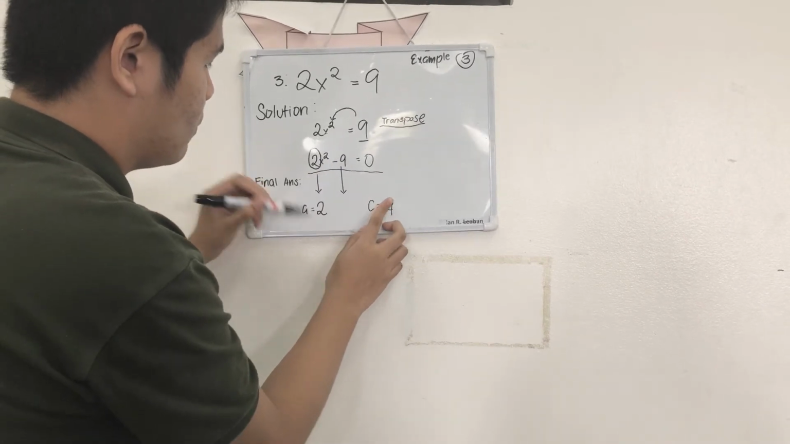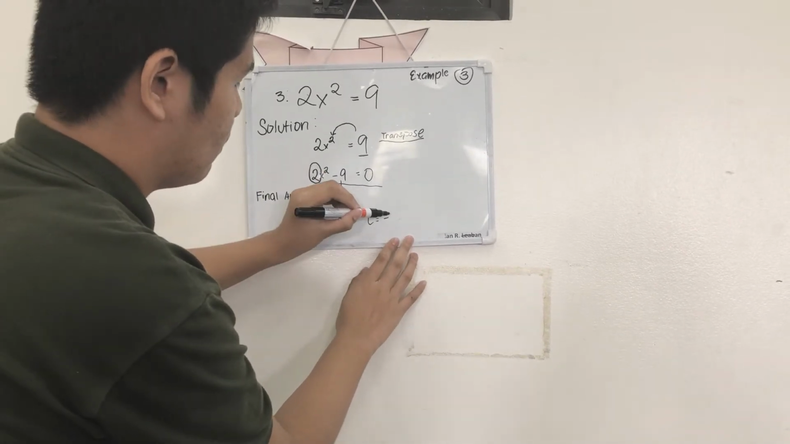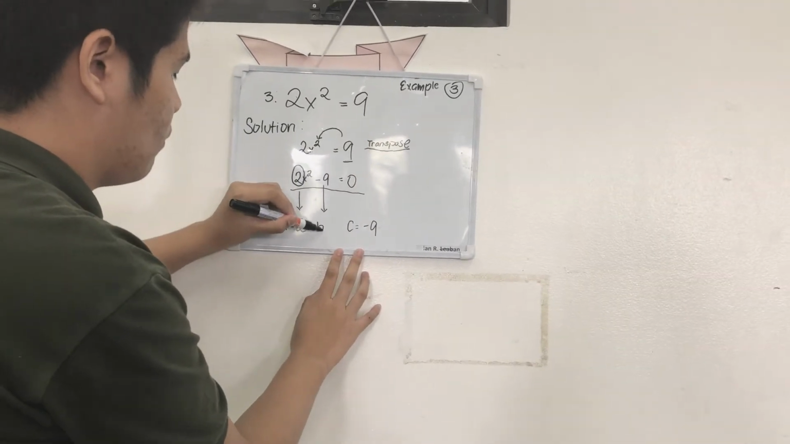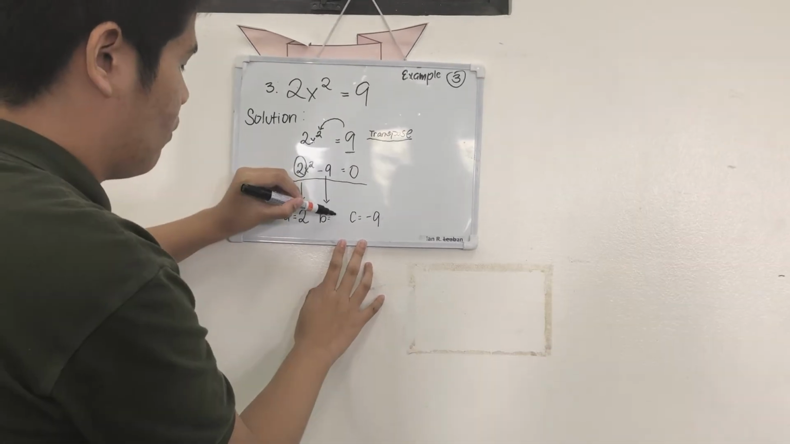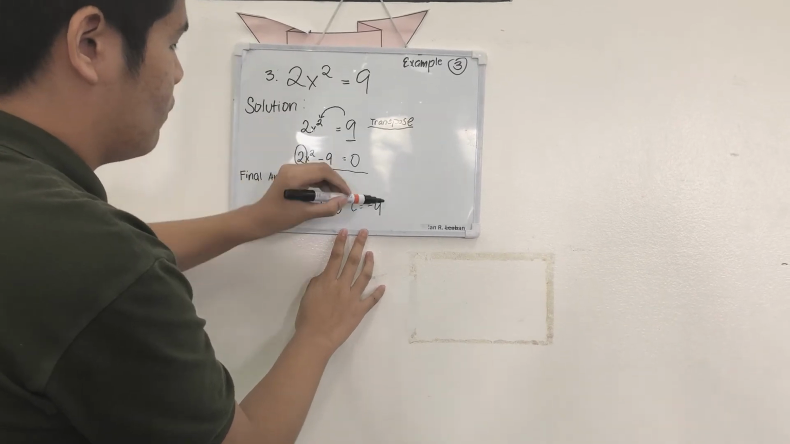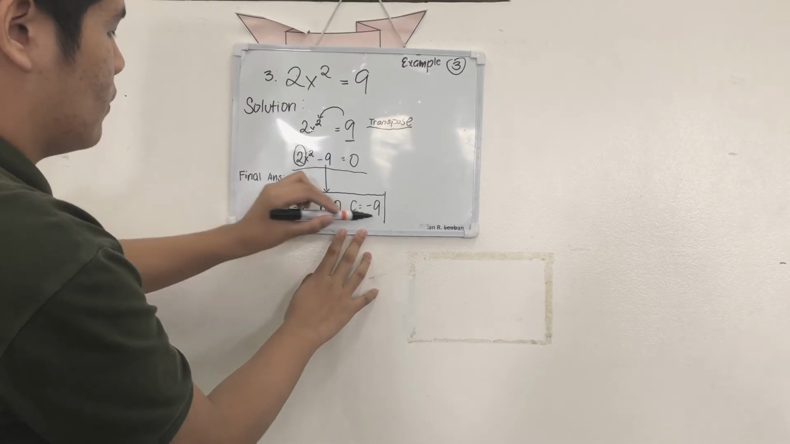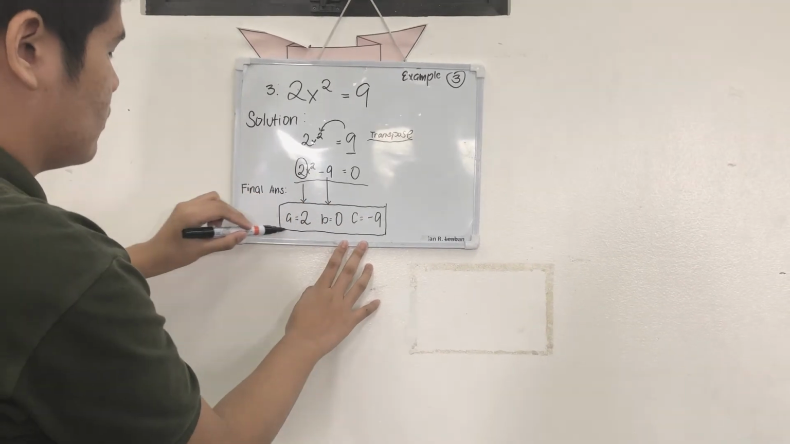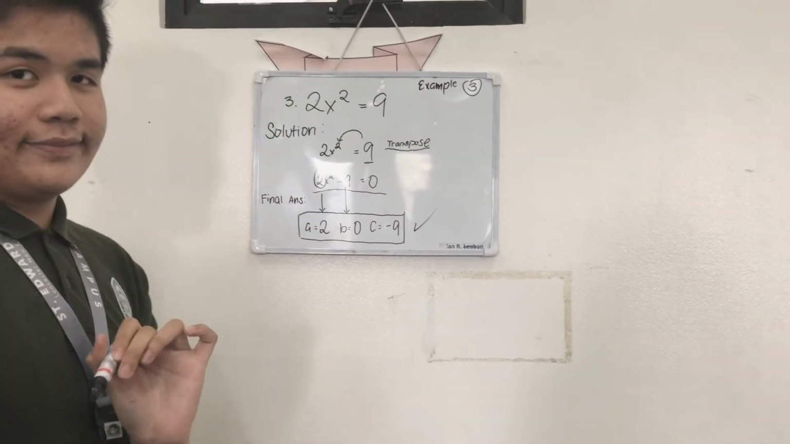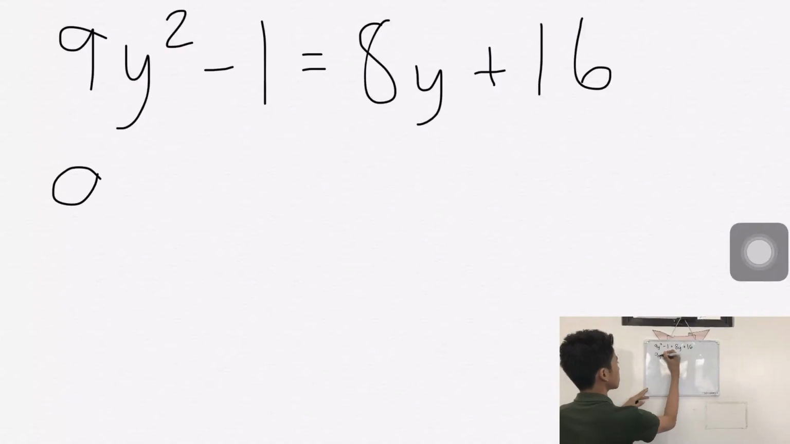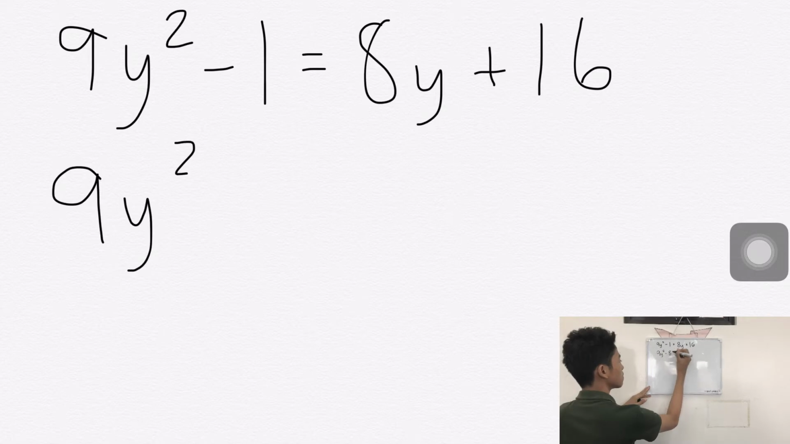Oh my god, sorry, that is an ugly 9. C equals negative 9. Much better. The value of b isn't there, so let's put 0. So the values here are a equals 2, b equals 0, and c equals negative 9. That's all. Bye!